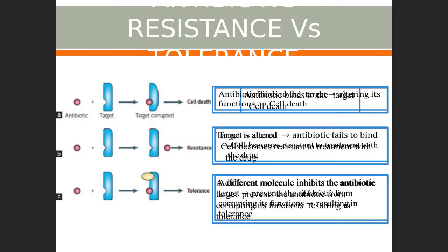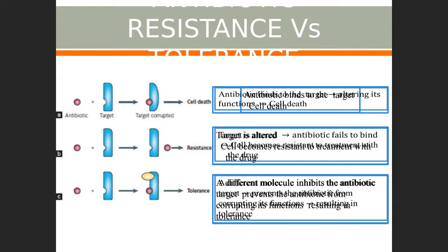Tolerance means a different molecule inhibits the antibiotic target. So the bacteria becomes tolerant, but how does it become tolerant? It takes the help of another molecule, and this molecule inhibits the antibiotic target and prevents the antibiotic from getting corrupted. This leads to the development of tolerance.